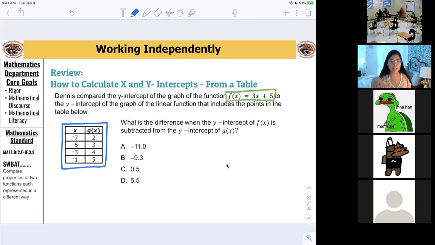So I'm going to give you guys about 5 minutes. See how much you can get done in 5 minutes. And if you have an answer, you can type it in the chat as usual, and I'll tell you if you got it right. So 5 minutes begin now.